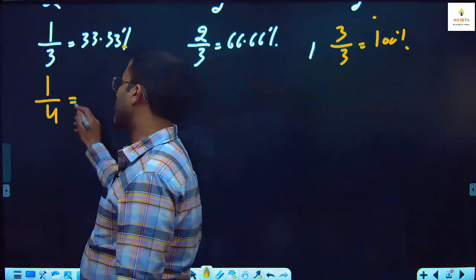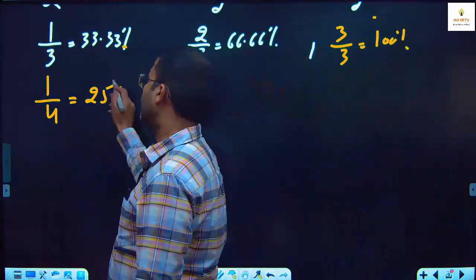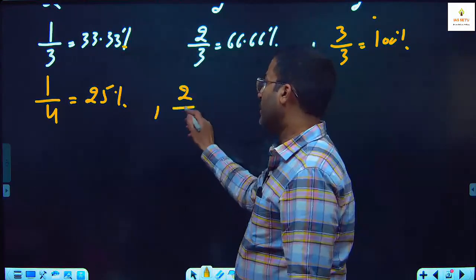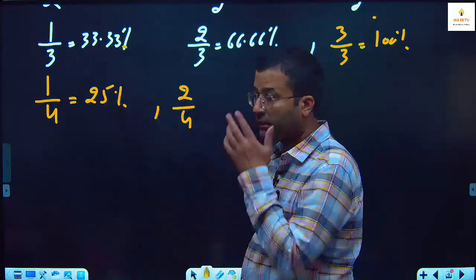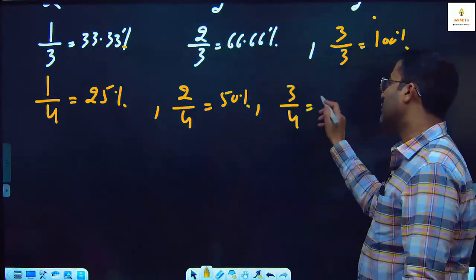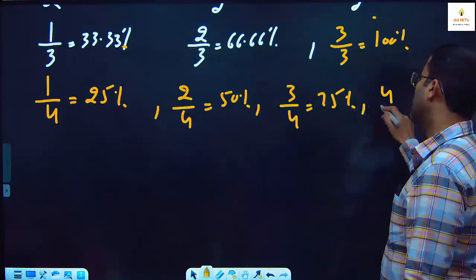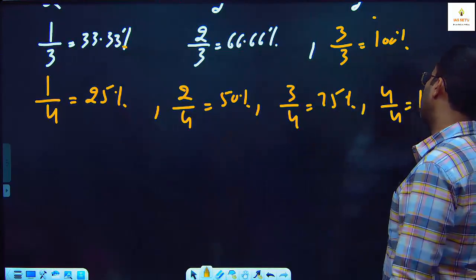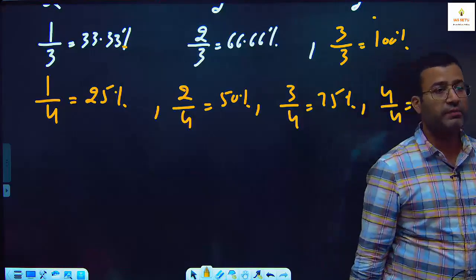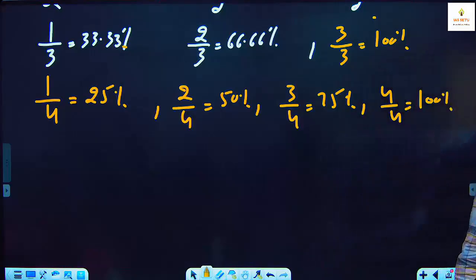1 by 4, 25%. 2 by 4 will be double of this, next multiple, 50%. 3 by 4, 75%. 4 by 4, 100%. 1 by 4, 25%. 2 by 4, 50%. 3 by 4, 75%. 4 by 4, 100%.